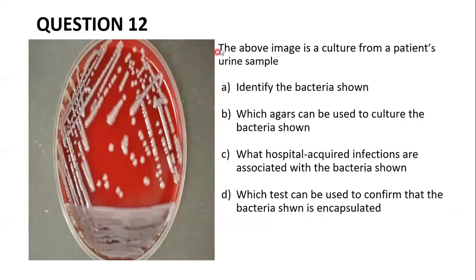Now, question 12. The above image is a culture from a patient's urine sample. Identify the bacteria shown. Which agars can be used to culture the bacteria shown? What hospital-acquired infections are associated with the bacteria? And which test can be used to confirm that the bacteria shown is encapsulated? So we did choice D. Choice D, the answer is Quellung reaction, or the Quellung test. What about the rest? What bacteria is this?